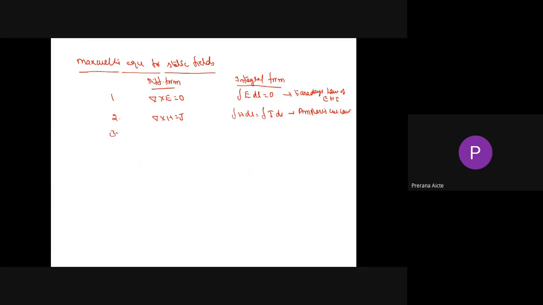And the third equation, del dot D is equal to rho V. In terms of integral form, the integral of D into dS is equal to the integral of rho V into dV. This is Gauss law of electrostatic fields. And the fourth one is del dot B is equal to 0. That is the integral of B into dS is equal to 0. This is Gauss law of magnetostatics.